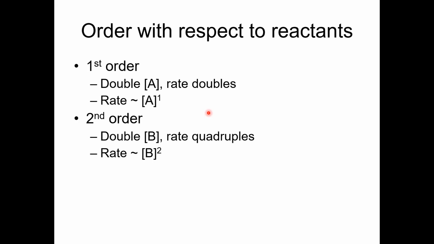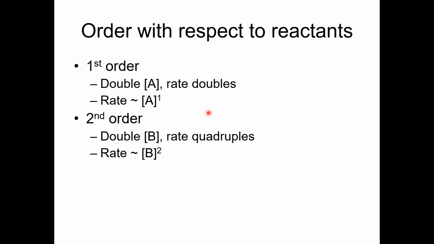And that means our relationship is the rate is proportional to B squared, or the concentration of B squared, which would mean that if I tripled it, it would be 9-fold. If I did it 5 times as much, then I would end up with 25 times the rate. So it can go up very, very quickly.